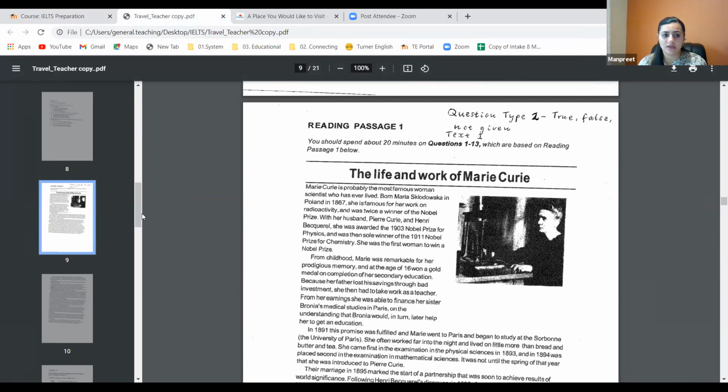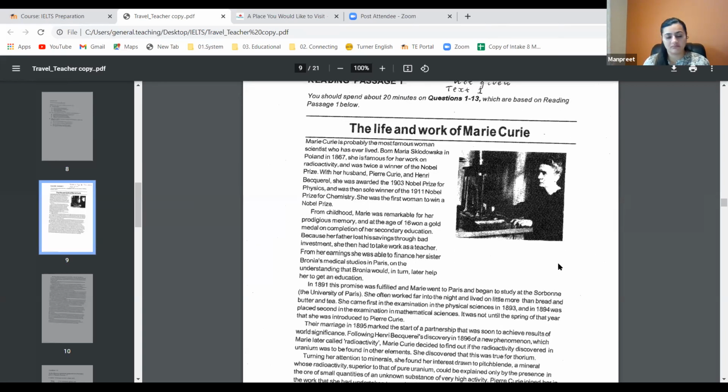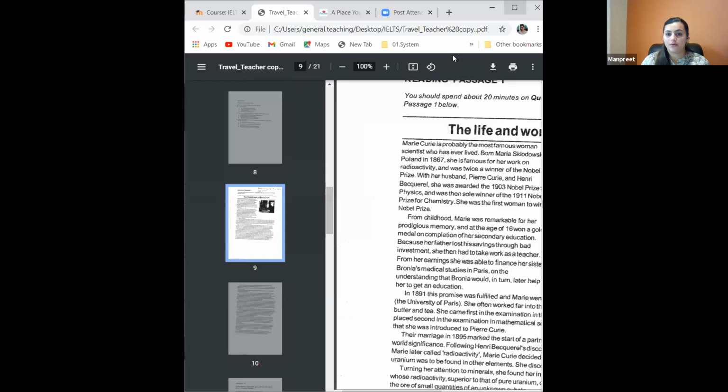So I want you all to open page number 9, and the title is The Life and Work of Marie Curie. So we're just going to continue the one that we did in the sample. Let's just open this on your computer screens, and let's get started.